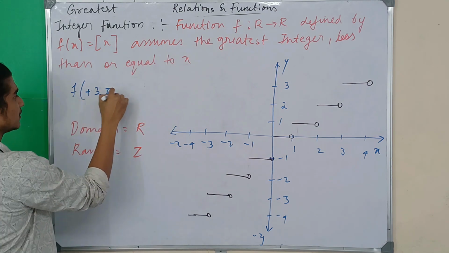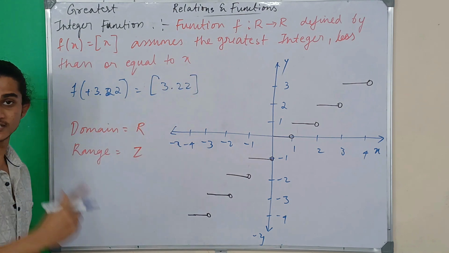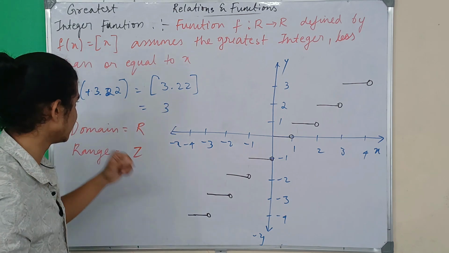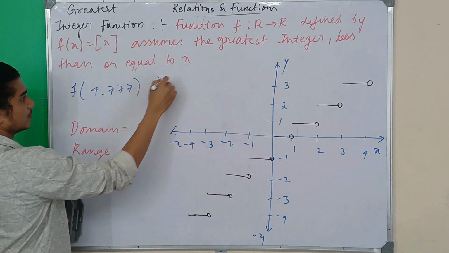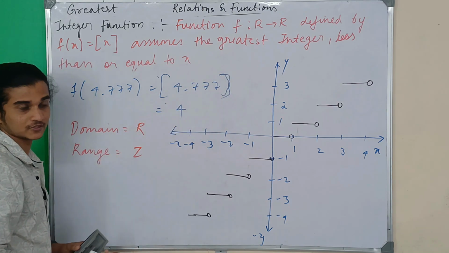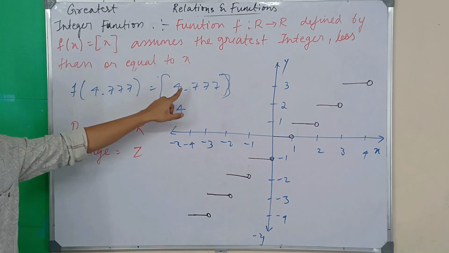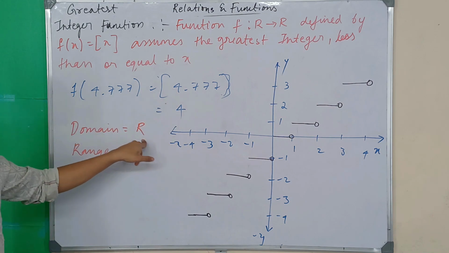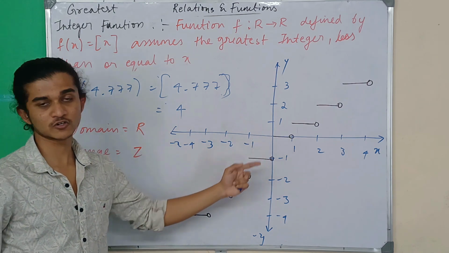Suppose I write f of 3.22. If I put box 3.22, you just have to convert that into the integer. Just remove the decimal part and write the integer, which is 3. If I say f of 4.777, so box of 4.777, in the answer remove the decimal part and write 4. So just take the greatest integer less than or equal to x. Now the domain is the set of all real numbers, whereas the range is all integers. If you plot the graph of this, it's going to look something like this.